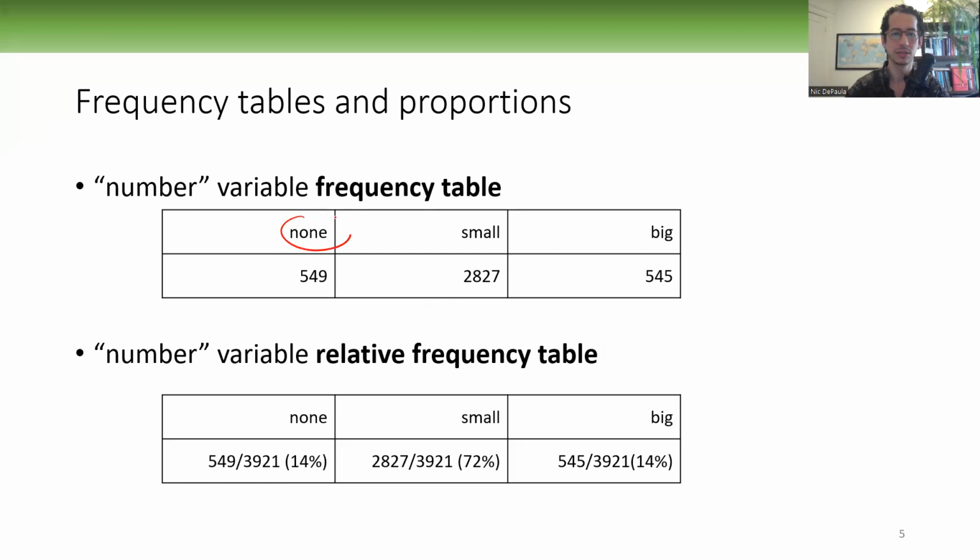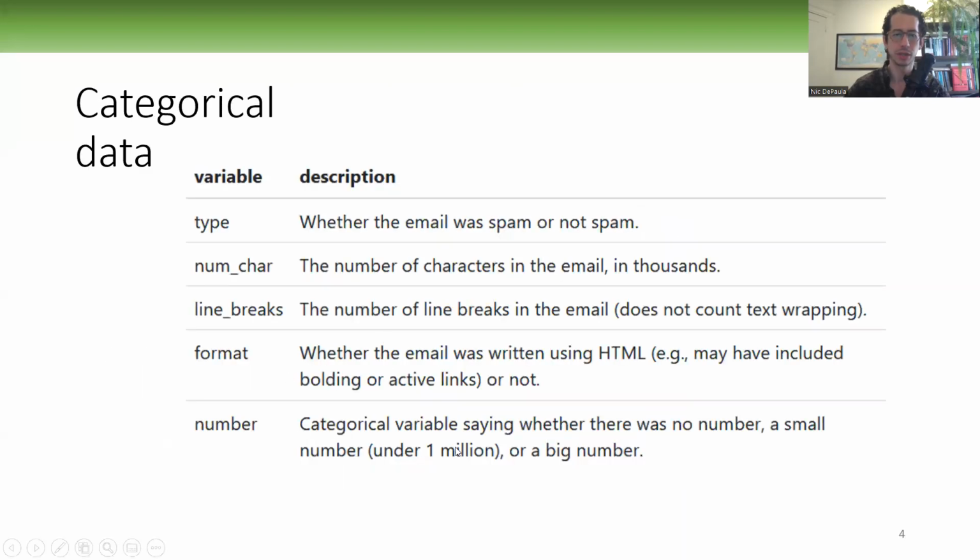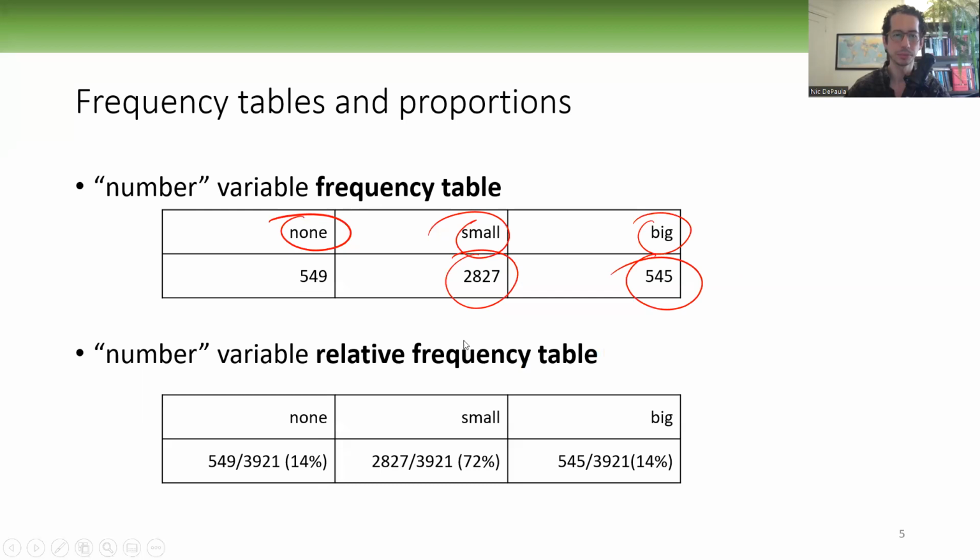None, there's 549; small, there's 2,827; and big, the so-called big number, that is, the presence of a big number, is 545. And remember, the number is the categorical variable saying whether there was no number, a small number, under 1 million, or a big number in the email.